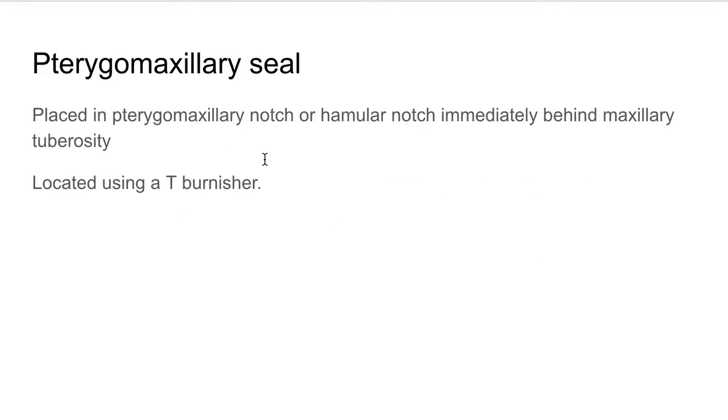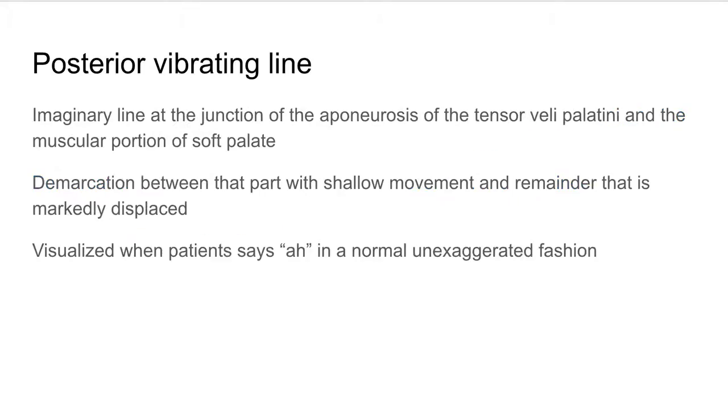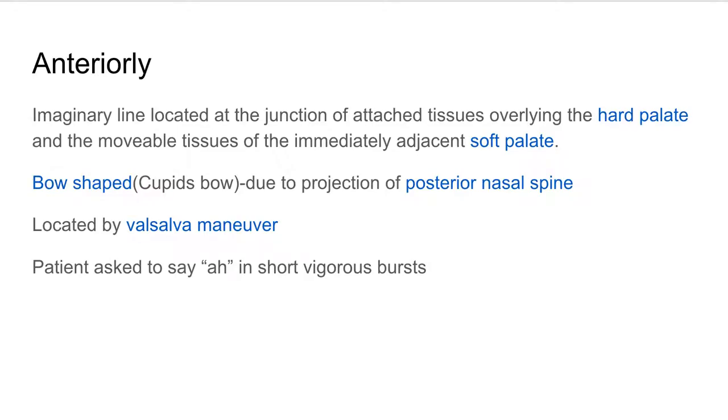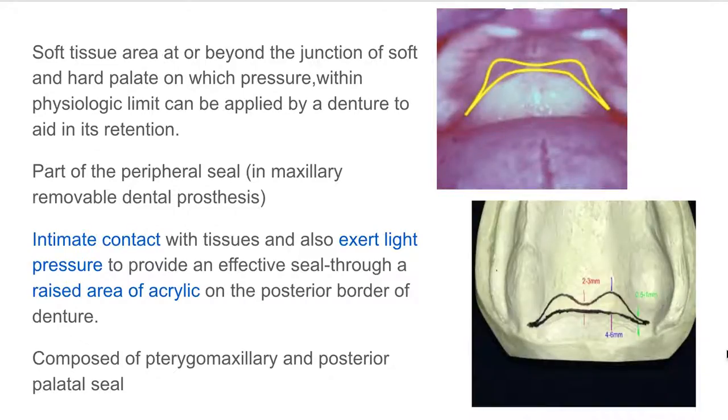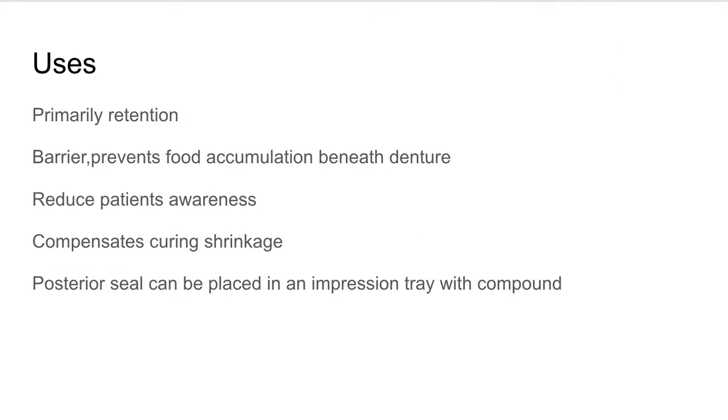The pterygomaxillary seal. Now, the PPS can be considered in two parts. One is the pterygomaxillary seal and the other is the posterior palatal seal. We've already discussed the posterior palatal seal, bounded by the anterior and posterior vibrating lines. Coming to the pterygomaxillary seal, this is placed in the pterygomaxillary notch or the hamular notch immediately behind the maxillary tuberosity. This notch can be located with the help of a T-ball burnisher.